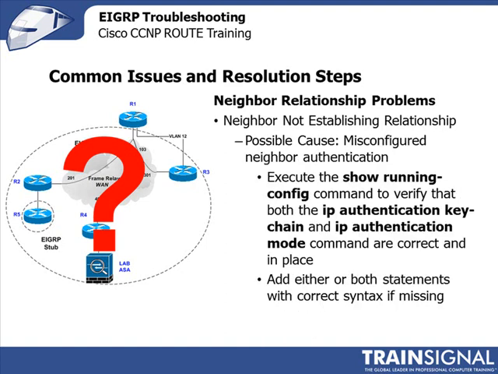Another way to look at the neighbor authentication is do show running configuration and make sure that, and this is probably one of the most common causes, if you go underneath the interface configuration, look for the IP authentication key-chain command. That has to be there, identifying the key. But more often than not, the IP authentication mode command may be missing. And if the mode command is missing, it's not going to work. So verify that. Looking at the configuration, it's very easy to add back in. So add it in and use the correct syntax if it happens to be missing.